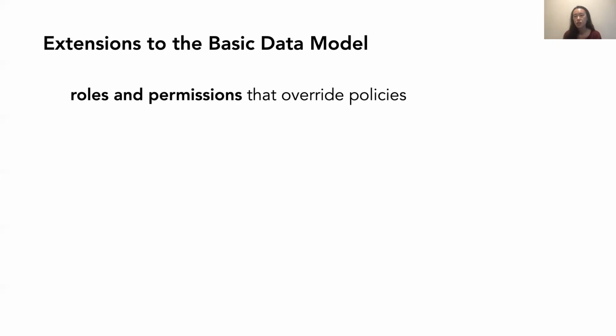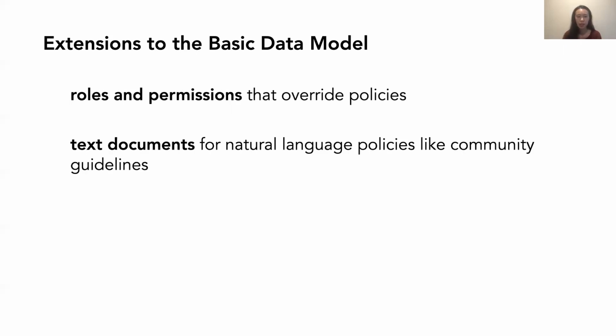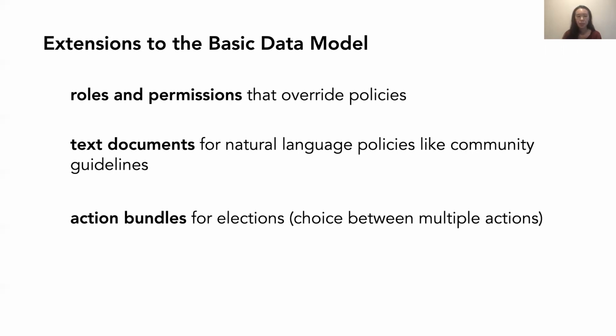So for instance, you could define a policy for elections to appoint the next president of a community, but while that person has the president role, they might have certain permissions on certain actions that override any policies regarding those actions. We also introduced the concept of text documents to allow people to author natural language policies like community guidelines. The editing of these documents is also governed by PolicyKit.